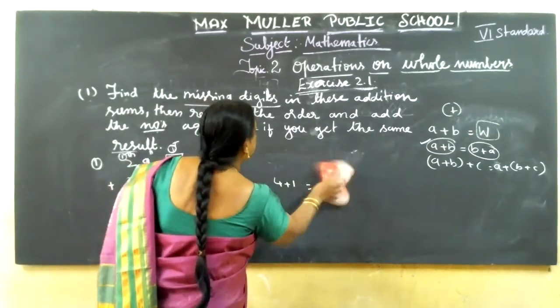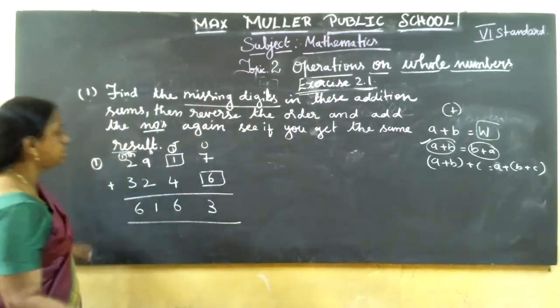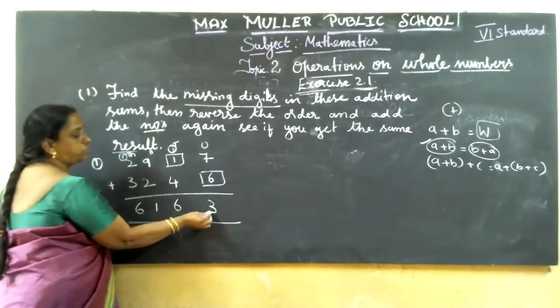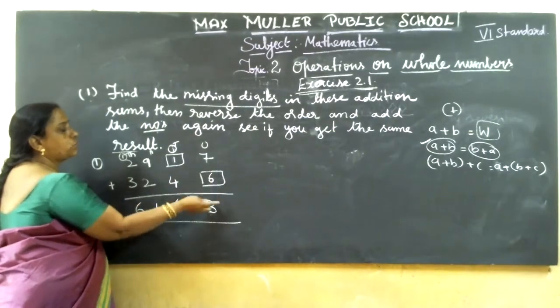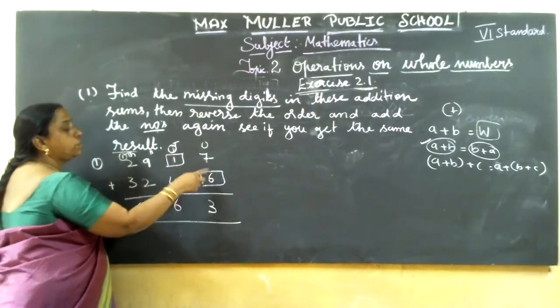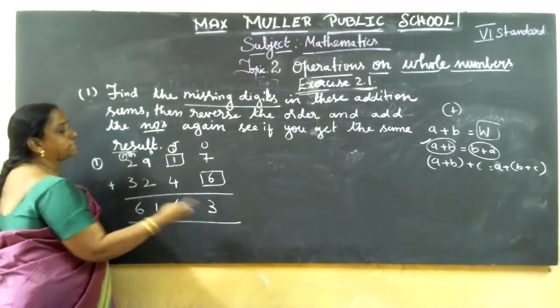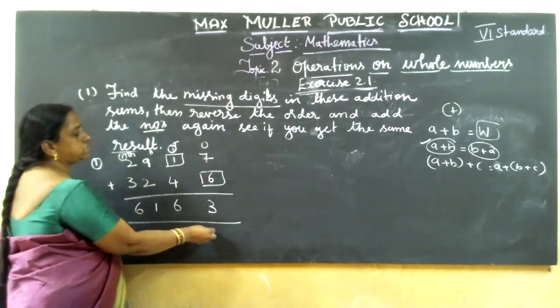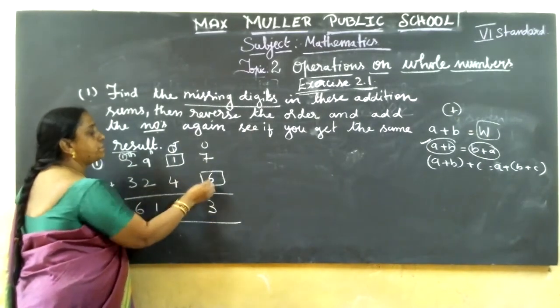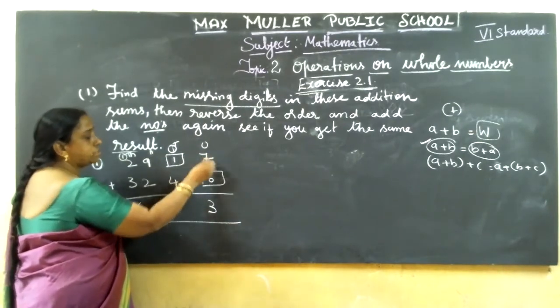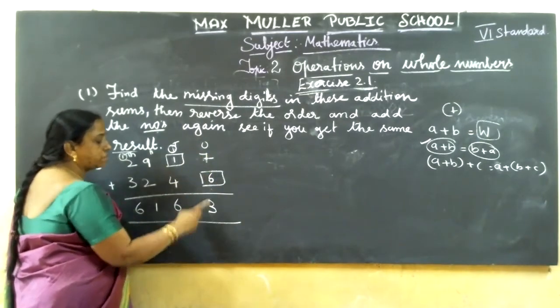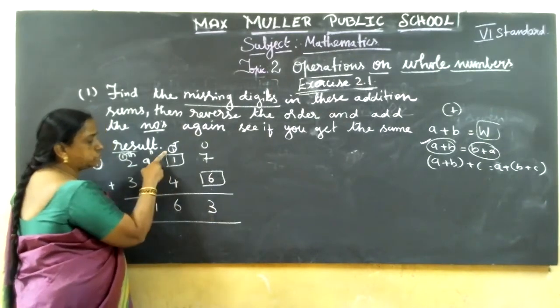We wrote the missing number. See how to write the missing number. What number, if you add, will give 3? You can't go for less than 7, because if you go for more than 7, you will get more numbers. So you should check less than 7 only. 7 plus 1 is 8, 7 plus 2 is 9, 7 plus 3 is 10. So you won't get 3 here in one's place. So 7 plus 5 is 12, 7 plus 6 is 13. So 3, 1 carry you should take here.